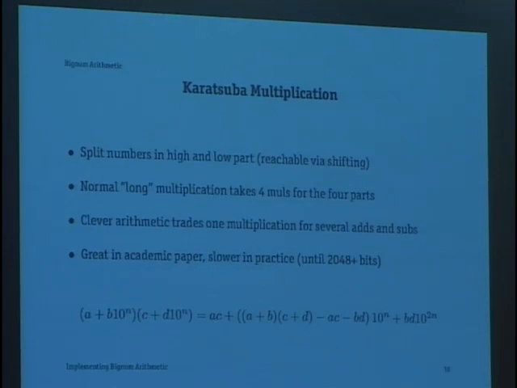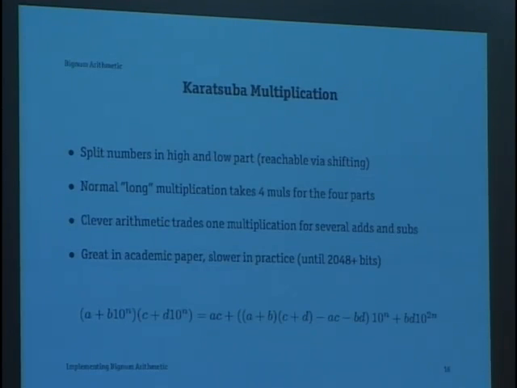The paper uses decimal arithmetic, like 10 to the power of something, but in computers you would use 2 to the power of something, right? You would split them in half, and then you can do some clever formula tricks, and you end up reusing, like AC is used twice. So you get some more additions and subtractions, but instead of 4 multiplications per round, you use just 3. So this looks great in academic papers, but if you implement it, it turns out to be slower.